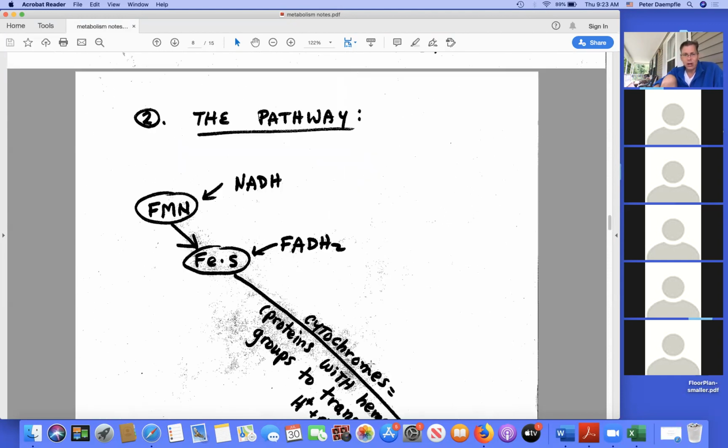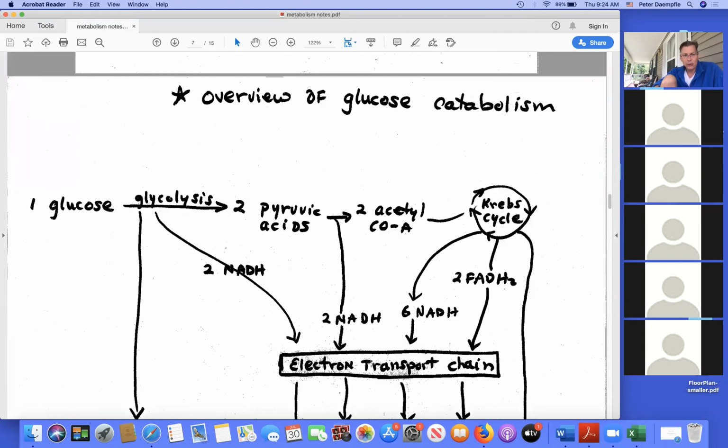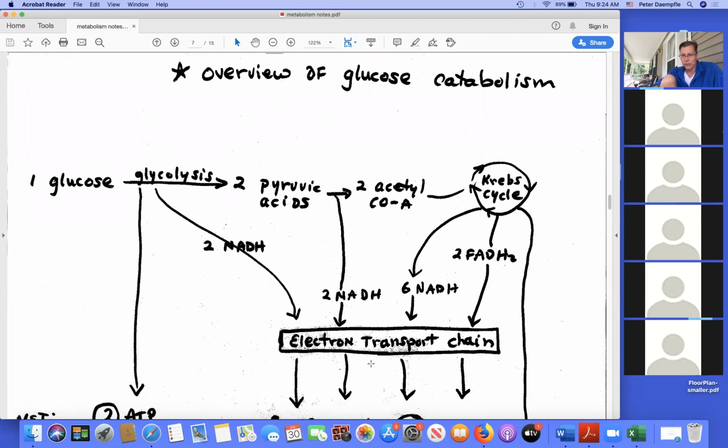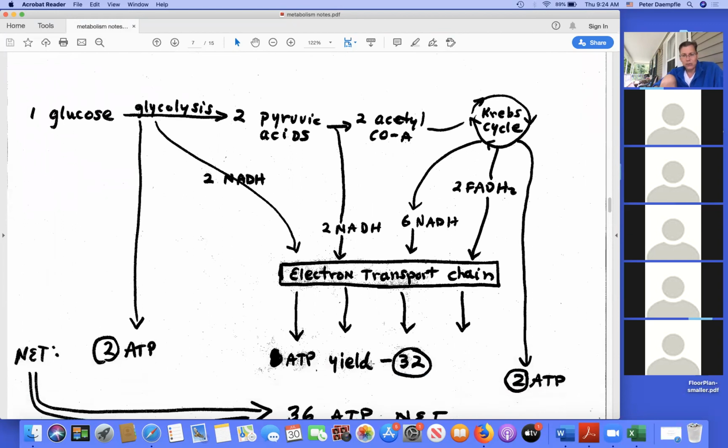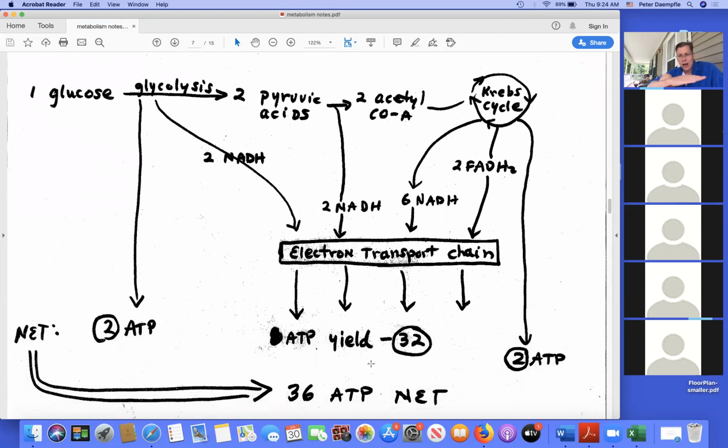So let's talk about this picture, the overview of glucose catabolism. This should help you to see how the accountant's spreadsheet brings energy from each part of the process.